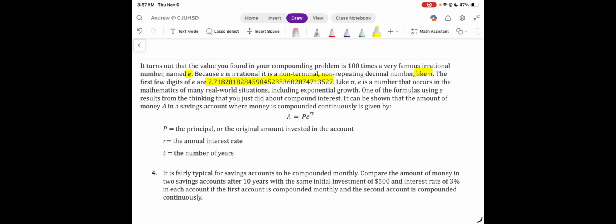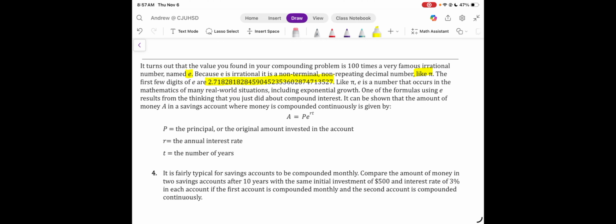I would say memorize 2.718. That ought to be enough. Kind of like memorizing pi, 3.14. Then it says, like pi, e is a number that occurs in the mathematics of many real-world situations, including exponential growth. One of the formulas using e results from the thinking that you just did about compound interest.